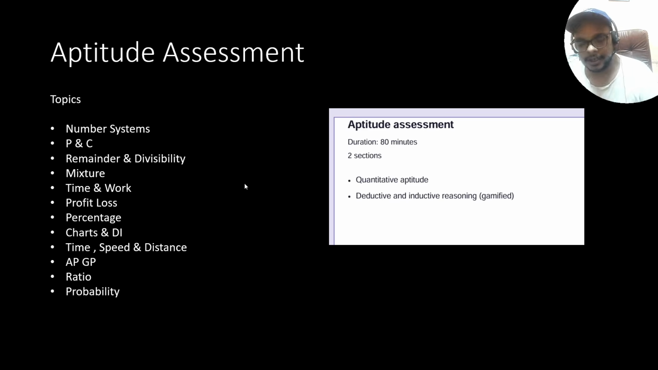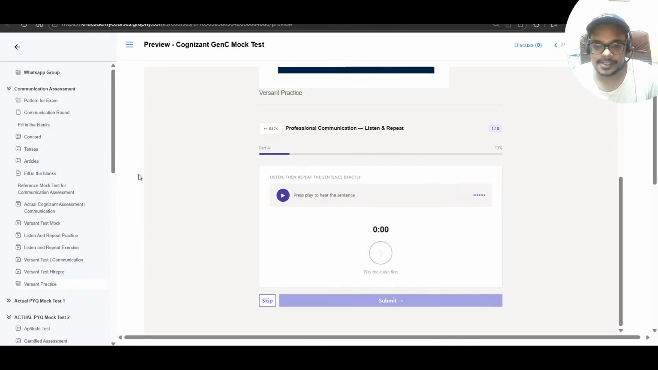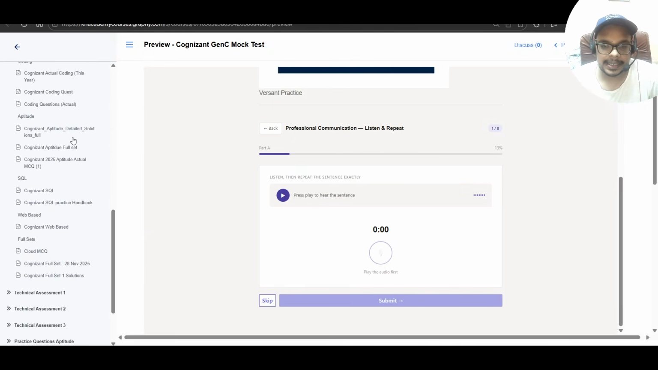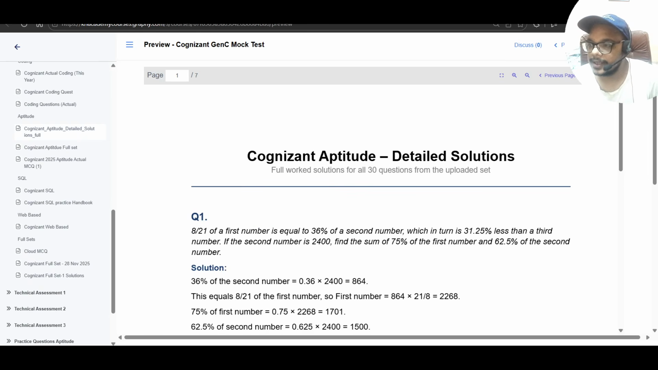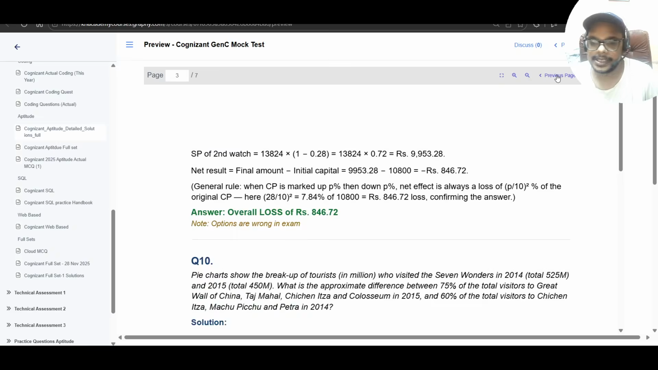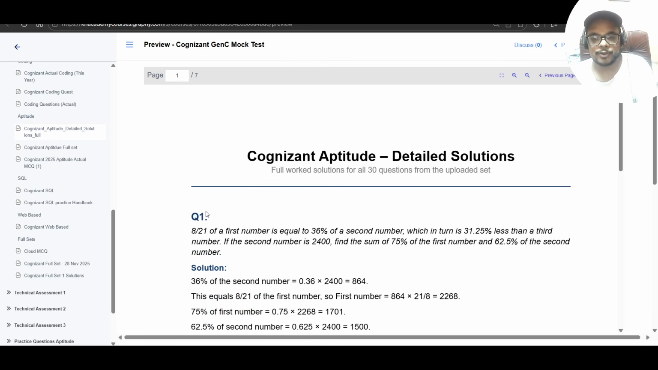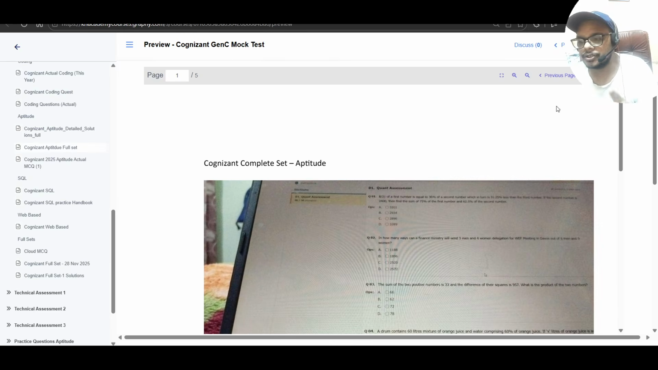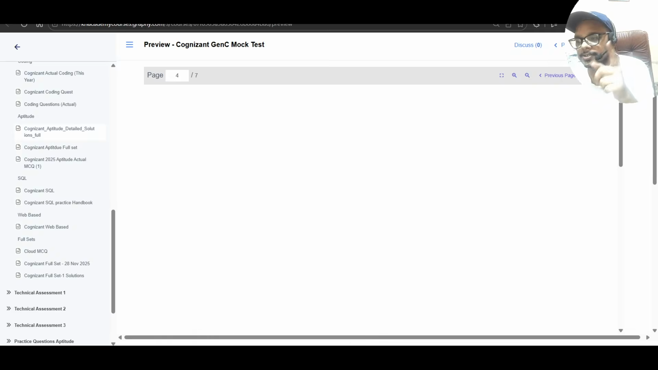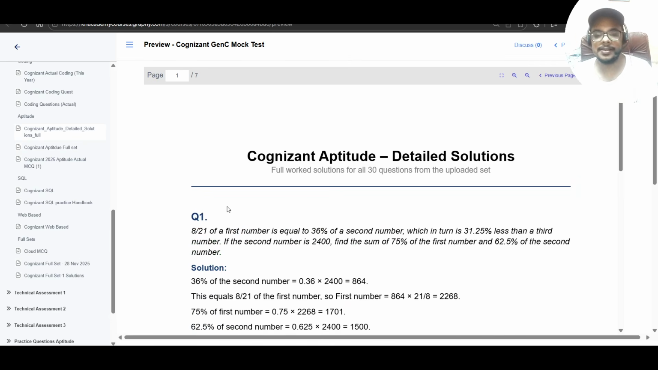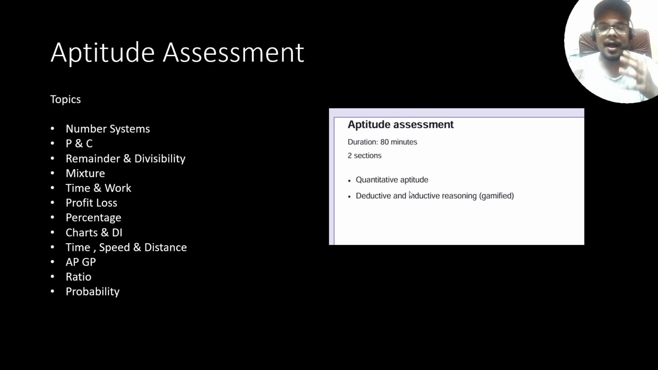If you want to practice what kind of aptitude questions will be there, in our mock test we already attached the previous year question solutions. This is the PYQ set solution, and if you are worried whether these are the actual PYQs, you can check the screenshots as well. We have attached the screenshots too. This is the screenshot of the actual question and these are the solutions we provided for the previous year questions. So you will get an idea what kind of questions Cognizant asks, what level you need to prepare, and what kind of questions you can expect in the Cognizant exam.